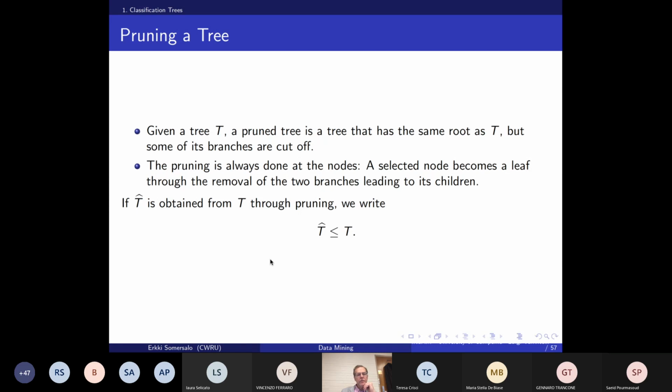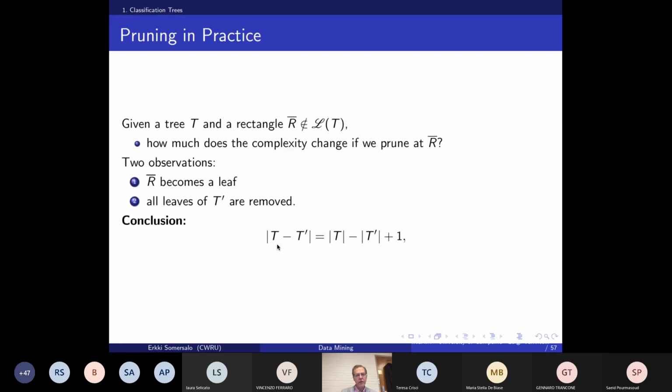Okay, so there are some concepts that we need to introduce. So first of all, if you have a tree T, what is a pruned tree? Pruned tree means that you cut off a branch from your tree. Let me show you a picture. This is maybe easier. So I'm jumping a couple of slides ahead, and so you see what a pruned tree looks like here.